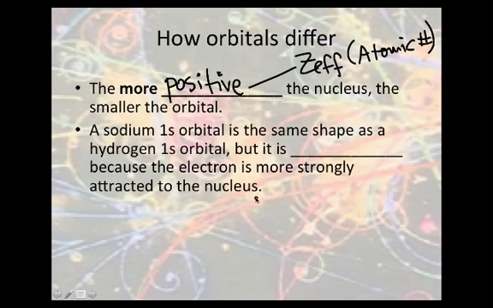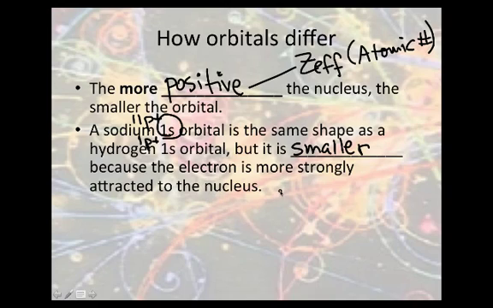So sodium has a 1s orbital, and hydrogen has a 1s orbital. They're the same shape, but in sodium, it's going to be smaller than it is in hydrogen because sodium has 11 protons to pull on that electron with, and hydrogen has only 1. Now we're not saying that the entire atom is smaller, just the 1s orbital is smaller.